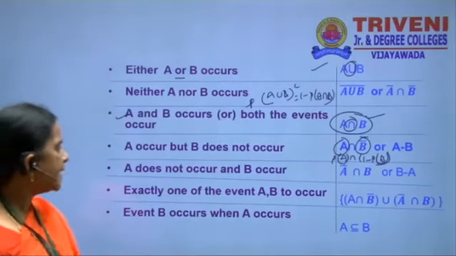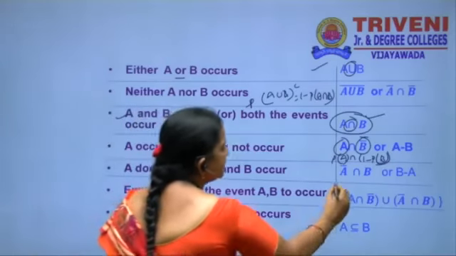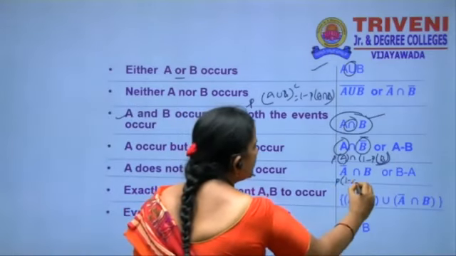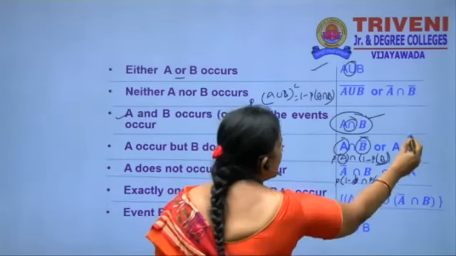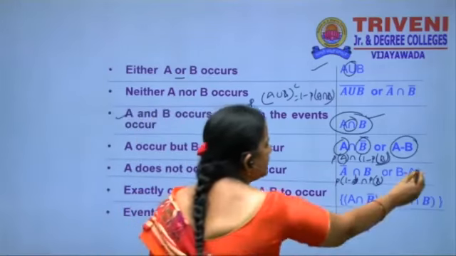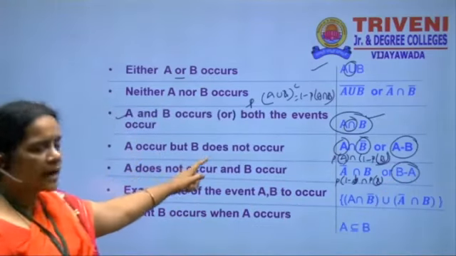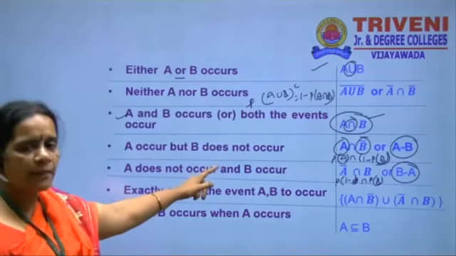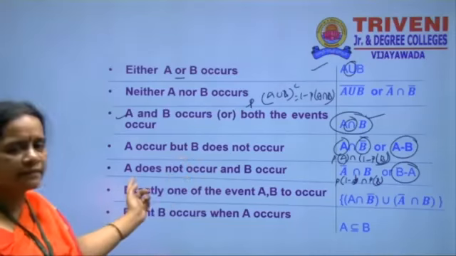And then A does not occur or B occurs. A does not occur means here P of 1 minus A intersection P of B. Otherwise, we have to take here A minus B and here B minus A. The difference of these two: A occurs and B does not occur means A minus B. A does not occur and B occurs means B minus A.